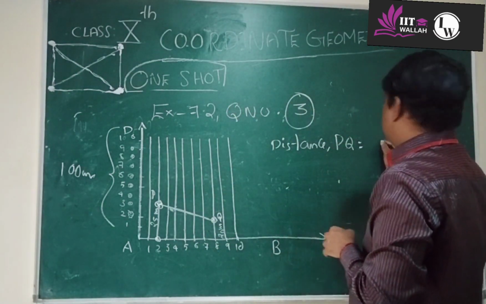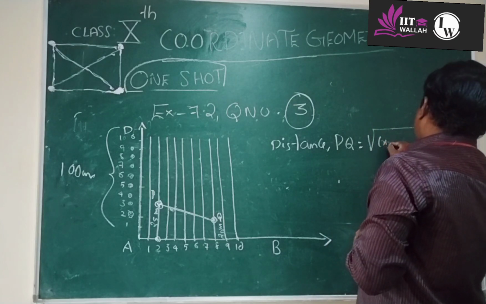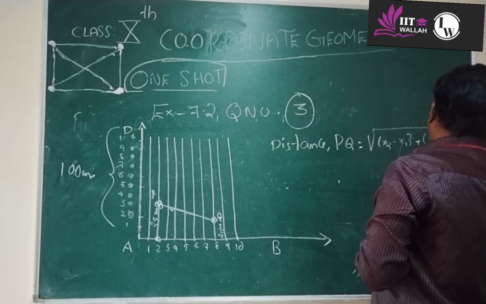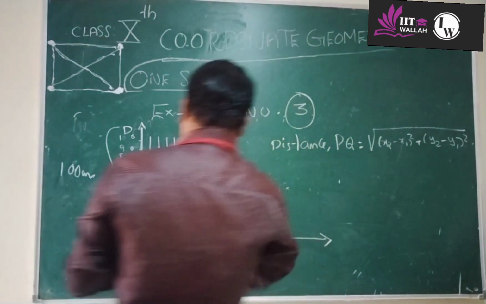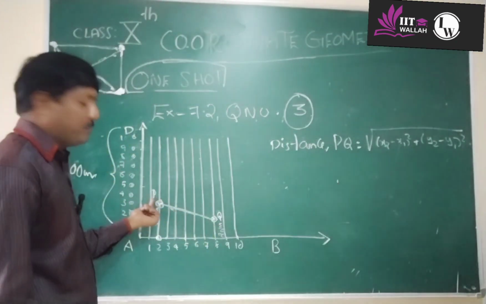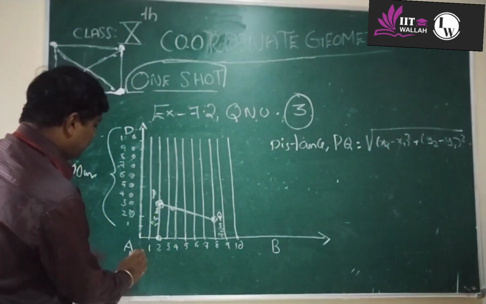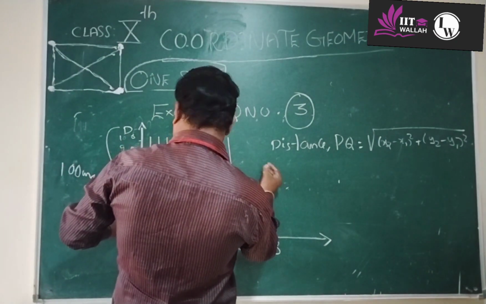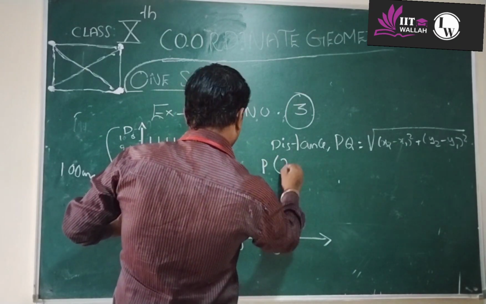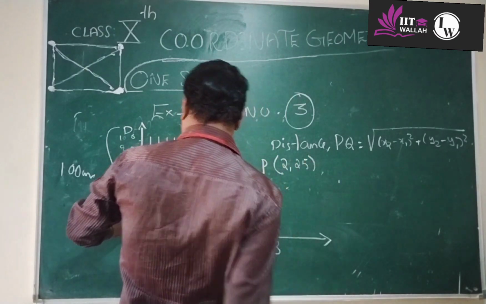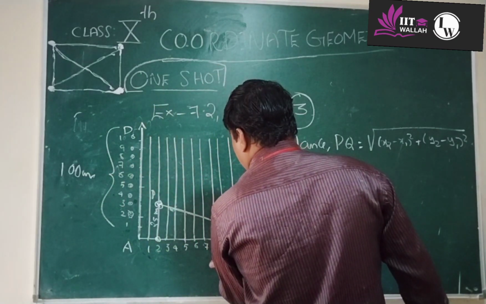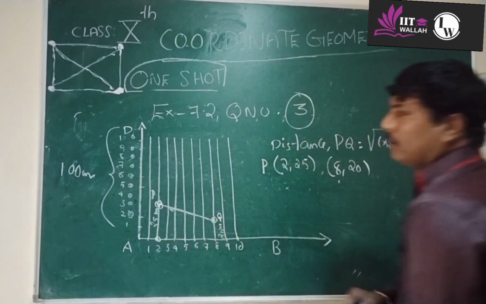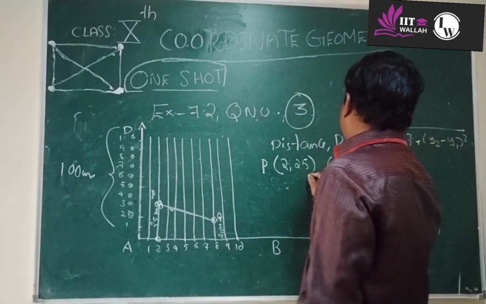we can use distance formula: root of x2 minus x1 all square plus y2 minus y1 all square. And here first we need to find the coordinates of both these points, then only we can apply that formula. So coordinates will be, this is in the second line and 25 meters. So the coordinates of P will be 2 and 25, and coordinates of Q will be 8th line and 20 meter above. That means 8 and 20. These are the coordinates of P and Q.